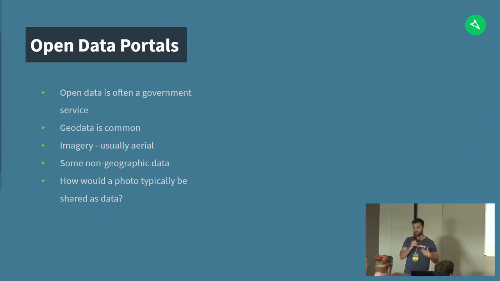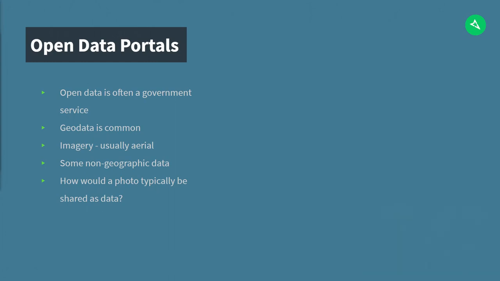And when we want to take that data and share it, we want to make it open. We're often dealing with open data portals. So this is very common for us when we're working on a project. We say, okay, I need data about land cover. I need data about something in biogeography. Where do I get it? So you're going off into a government website or somewhere that has a repository of data. So it's often a government service.